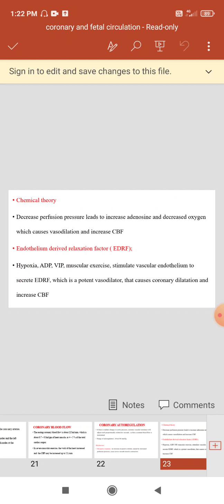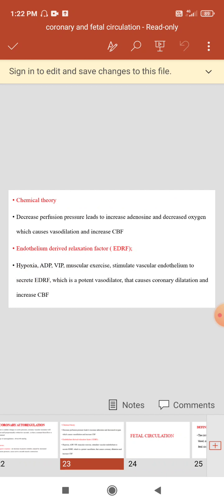Chemical theory: decreased perfusion pressure leads to increased adenosine and decreased oxygen, which cause vasodilation and increase coronary blood flow. Endothelium derived relaxation factor, that is EDRF: hypoxia, ADP, VIP and muscular exercise stimulate the vascular endothelium to secrete EDRF, which is a potent vasodilator that causes coronary dilatation and increases coronary blood flow. So all this is about the coronary circulation. We have discussed the arterial, venous and lymphatic drainages, and its autoregulation.